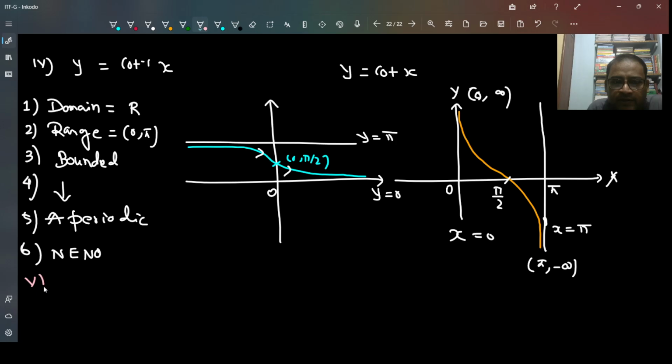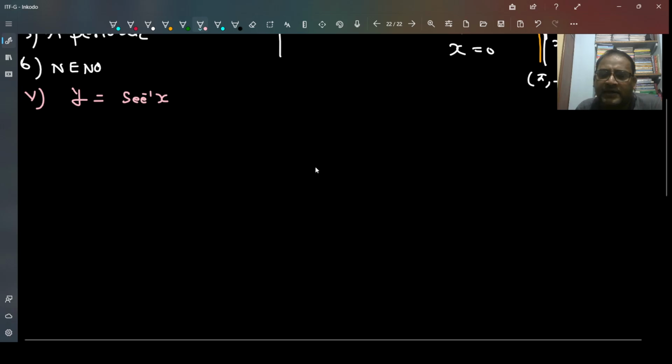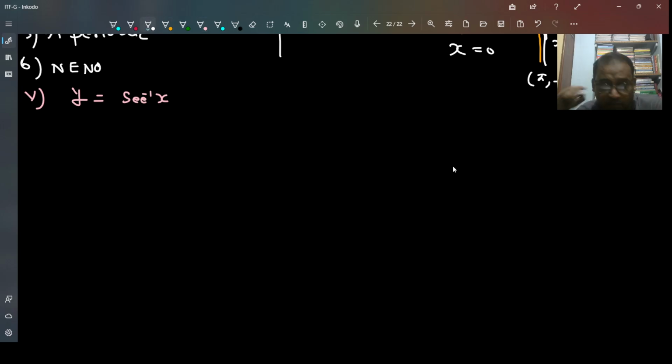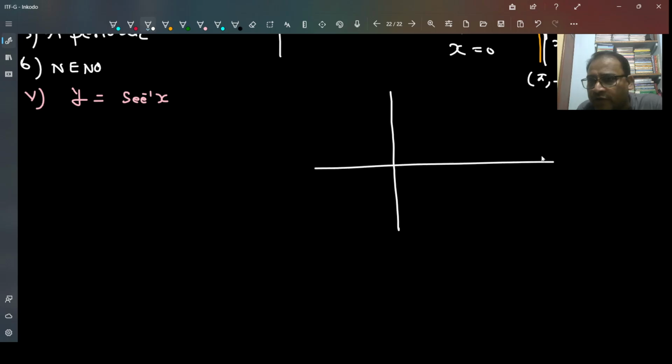Coming to the fifth function, y is equal to cot inverse x. After that, we have sec inverse x. For sec inverse x, I want to draw the curve here using some technique. We know the cos inverse x function, so from the cos inverse I want to draw the sec inverse function.